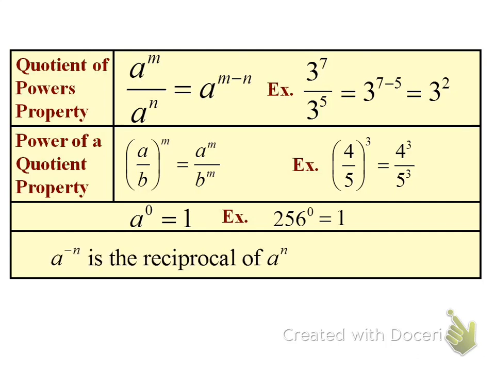Another thing about exponents you need to remember, anytime you have a negative exponent, it's like taking the reciprocal. So if you had a to the negative n, you can just move it to the bottom of a fraction and it makes the exponent positive. So a to the negative n is the same thing as 1 over a to the positive n.